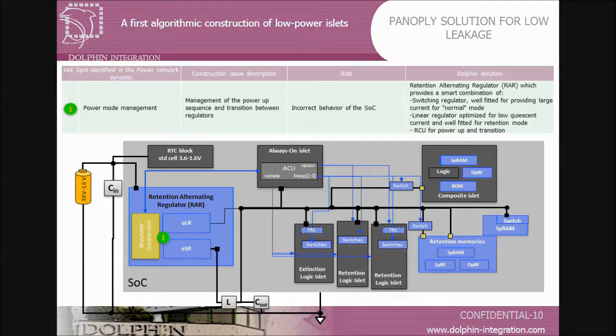This requires knowing how the different regulators work, and you have to handle the forbidden states between those two regulators. So the solution is to provide both regulators in the same IP with what we call a regulator control unit to control the different transitions between the regulators. This ensures optimized functionality in normal mode and optimized leakage in retention mode.